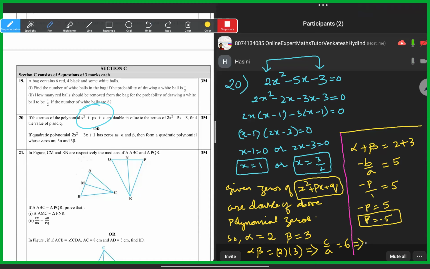So this q by a means q by 1 is equal to 6, which implies q is equal to 6. Okay. Any doubt, Hasni? No, sir.